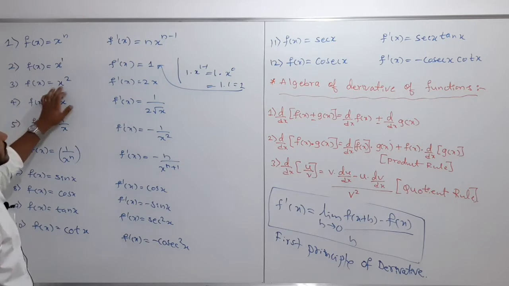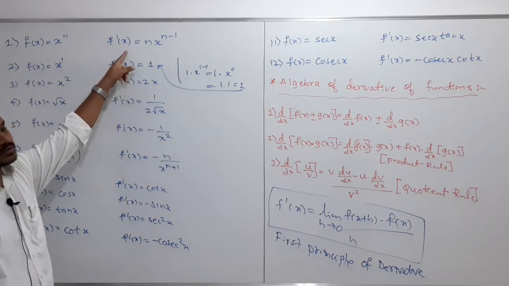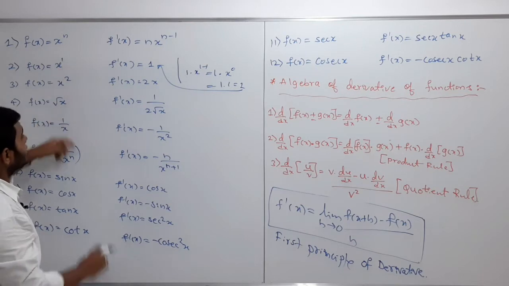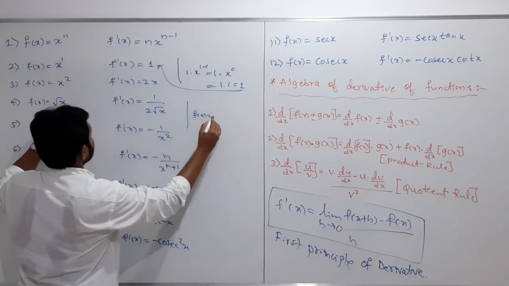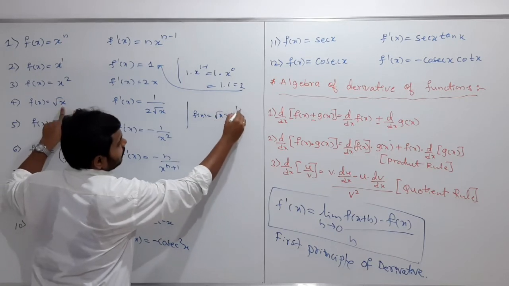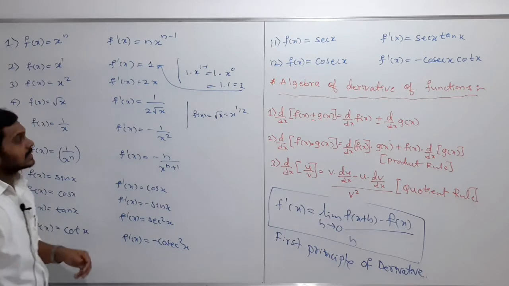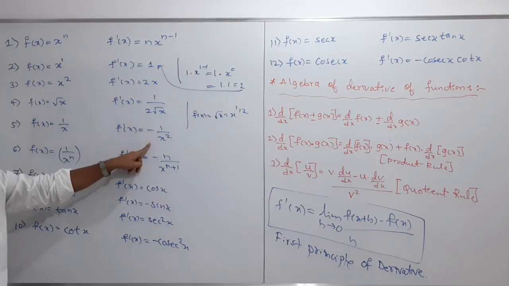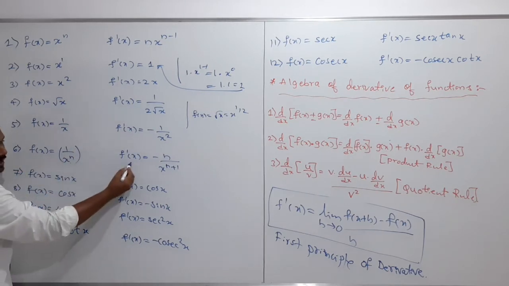Similarly, if the function f of x equals x square, then f dash of x, the derivative of this one, is 2x, again by using this formula. And if the function is root x, again we use this formula. Root x can be written as x to the power half; in the place of n, substitute half, and you will get this result. Similarly, f of x equals 1 by x, you will get this result: minus 1 divided by x square. Clear? And if we have 1 divided by x to the power n, you have this one.